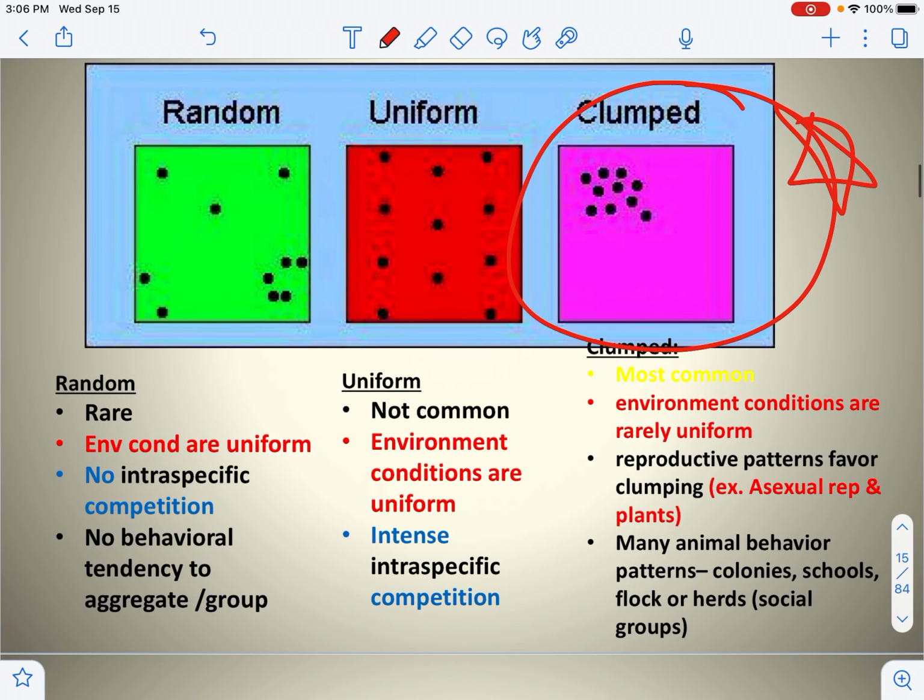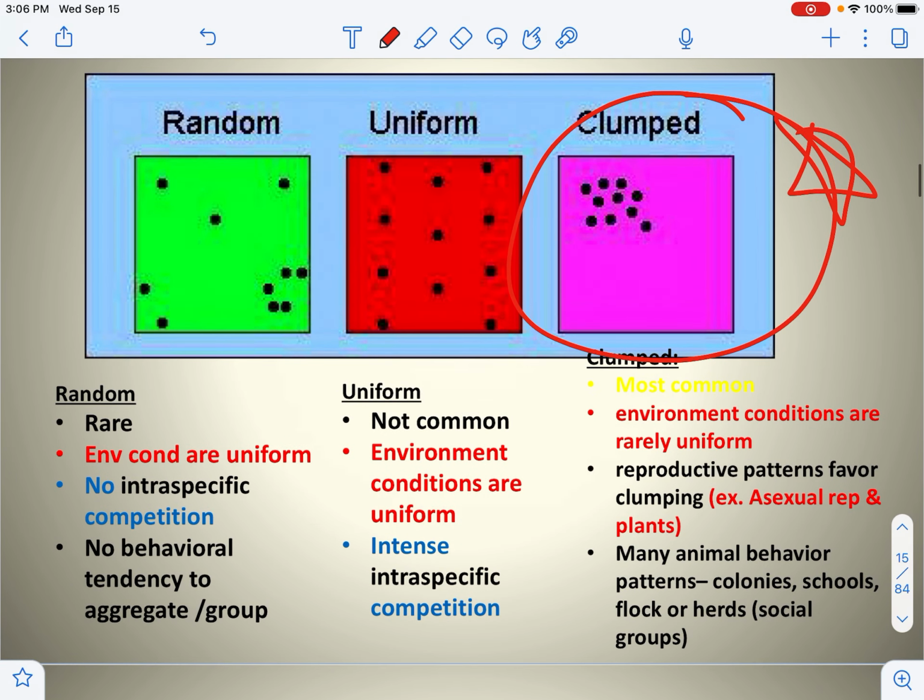But you should know the conditions here that would lead to why a particular species or population would be spaced randomly versus uniformly. And it has to do with the environmental conditions. Are the resources spread evenly? Like, is there water everywhere? Or is there a pond where, well, that would be clumped, but where everything's going to live around where there's a food source or where there's water?